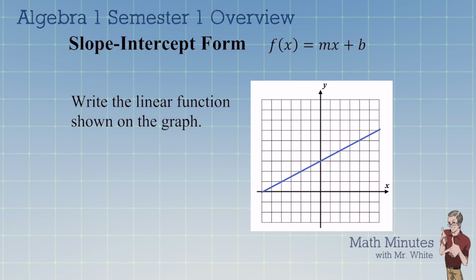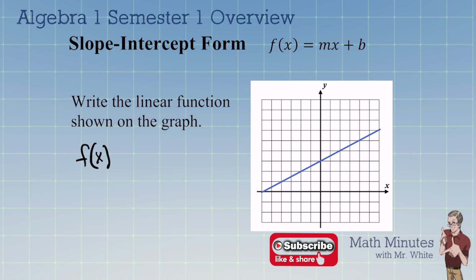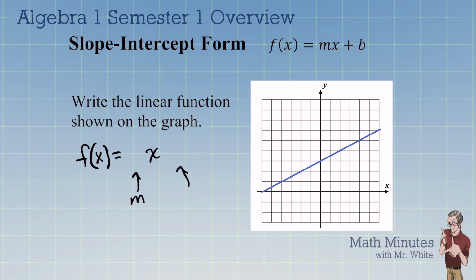Let's write the linear function shown. So you see how I have a nice blue line on that graph, and we're going to write the function. So f of x equals something x plus or minus something. So we're going to put the slope here, and we're going to put the y-intercept here. You can just plug them in. I like to call it a pluggable formula.